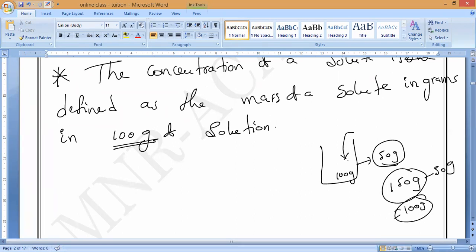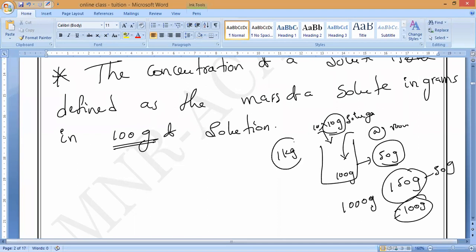Once you take the 100 grams of water, start adding the sugar. Now, suppose at room temperature 10 grams of sugar is dissolved. If you take 1000 grams of water, then it will become a multiple of 10, which means 100 grams of sugar will dissolve. Then the concentration is the same.